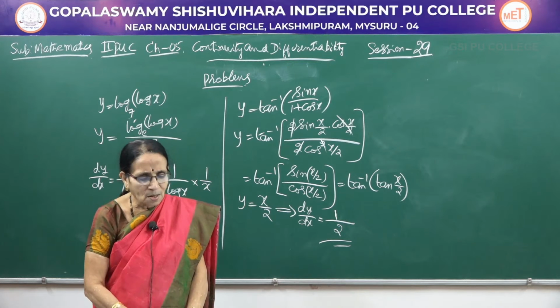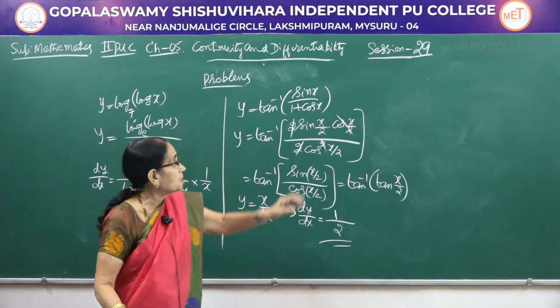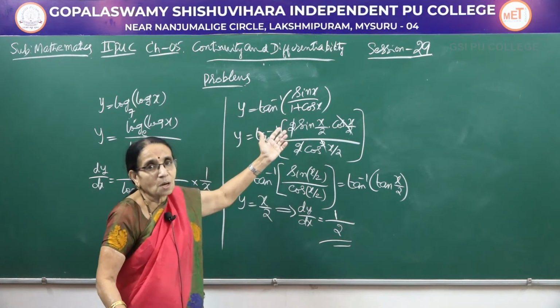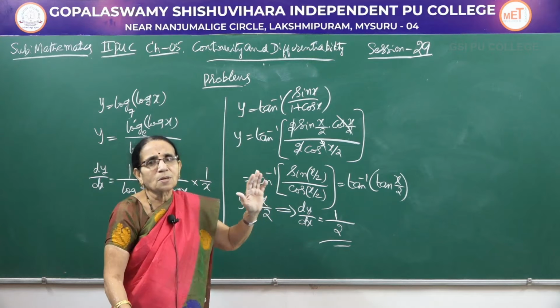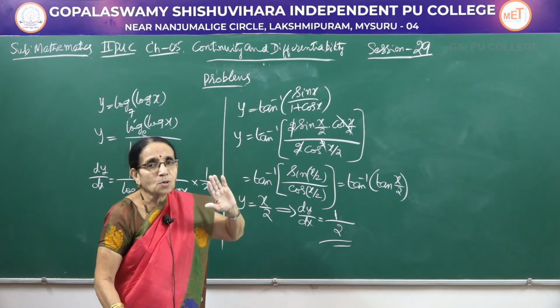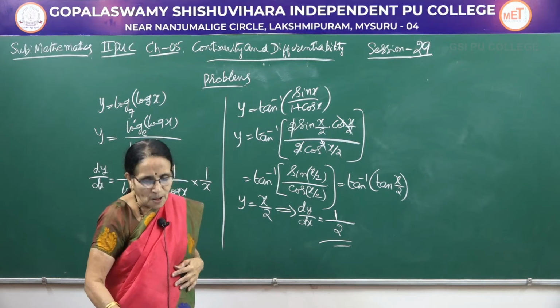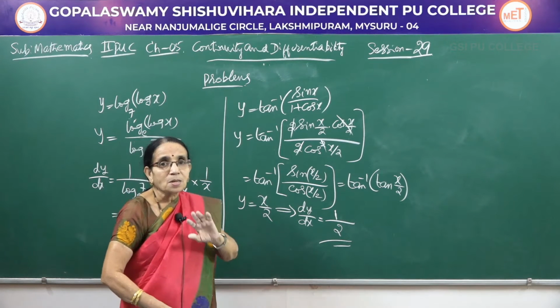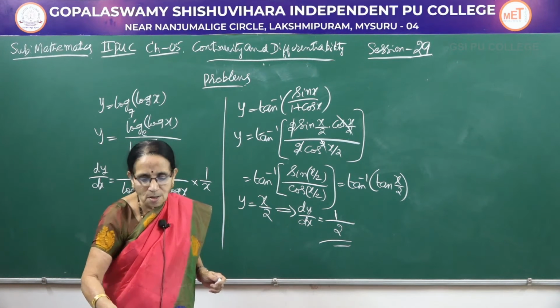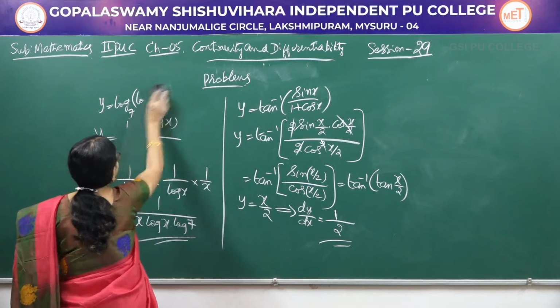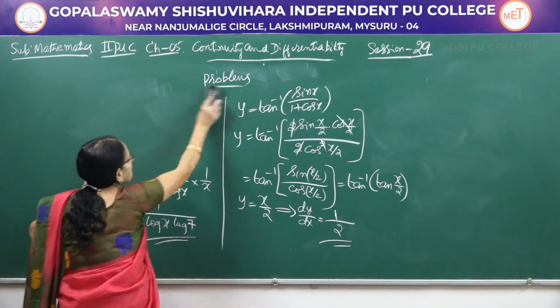So, whenever we have such functions, with some inverse trigonometric function outside, just see whether inside the bracket you could do some simplification, if you could express it in the simplest form, then it is easier for the differentiation part. That is what I am telling. So, the differentiation part becomes easier.